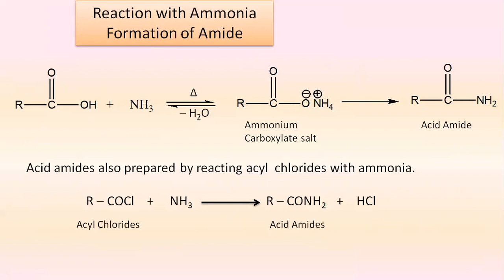First NH3 reacts with the H and forms NH4+, O minus NH4+. It is called the ammonium carboxylate salt, and from that ammonium carboxylate salt, by the removal of H2O, they form the acid amides. Acid amides are also prepared by reacting acyl chlorides with ammonia. If you take acyl chlorides with NH3, then by the removal of Cl from the acyl chloride, removal of HCl, acid amides are formed.